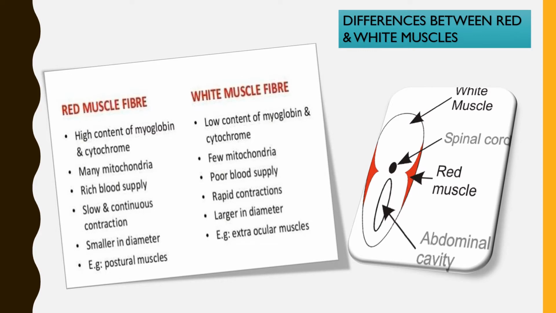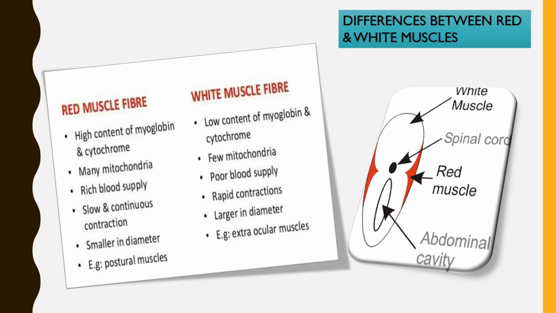Now actually, what are the differences between red and white muscle fiber? Red muscle has a high content of myoglobin and cytochrome. In case of white muscle, low content of myoglobin and cytochrome. In red muscle, many mitochondria, and opposite, few mitochondria. Here rich blood supply, there poor blood supply. Here slow and continuous contraction, there rapid contraction. Here smaller in diameter, there larger in diameter.